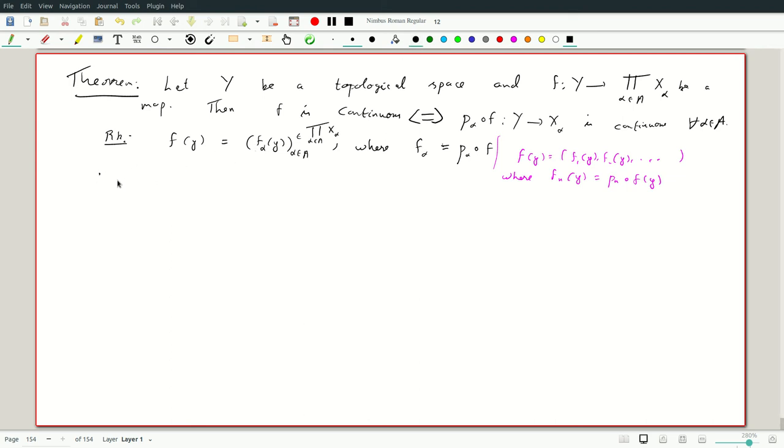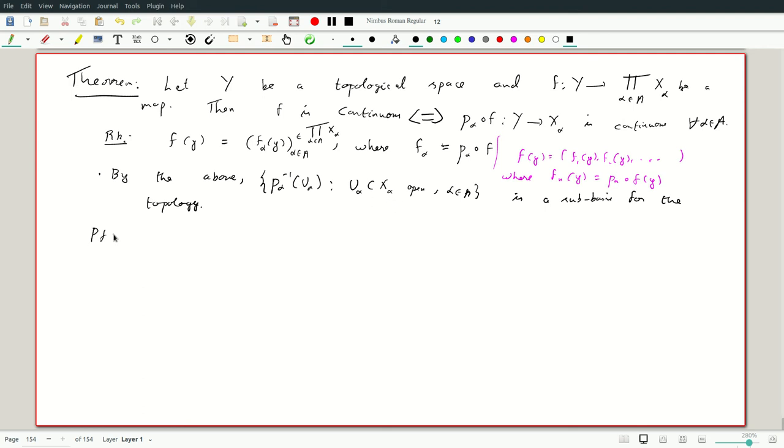I'll also comment that by the above, if I look at the sets P alpha inverse of U alpha, where U alpha is contained in X alpha open and alpha is in A, this is a sub-basis for the topology. Indeed, we looked at these sets, saw that they were open, looked at their finite intersections and declared that to be the basis. So by construction, this is a sub-basis for the topology.